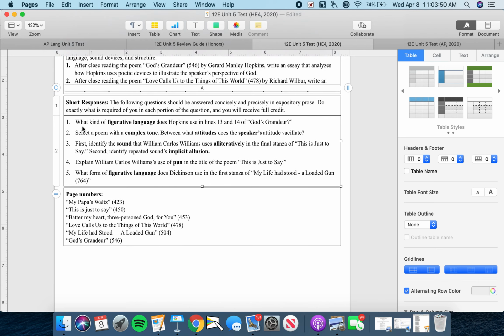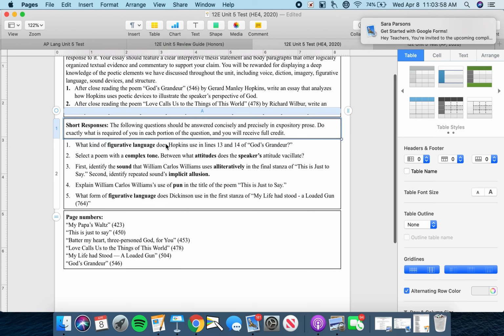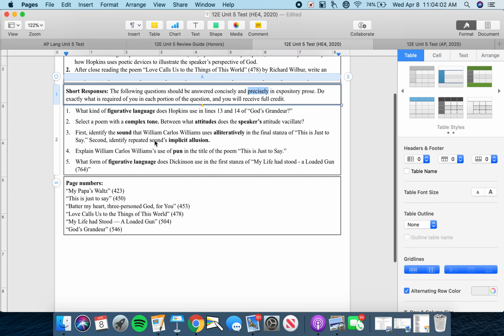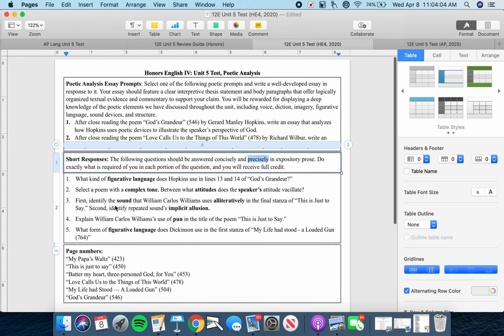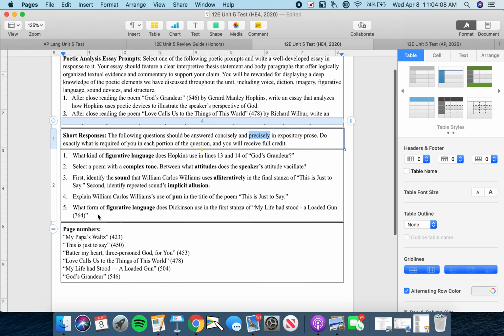Okay, short responses, same for you. They're different prompts, but you just make sure you're reading through them. Make sure that you are answering concisely and precisely, and make sure that you are not using any outside resources aside from your brain and the text of the poem.